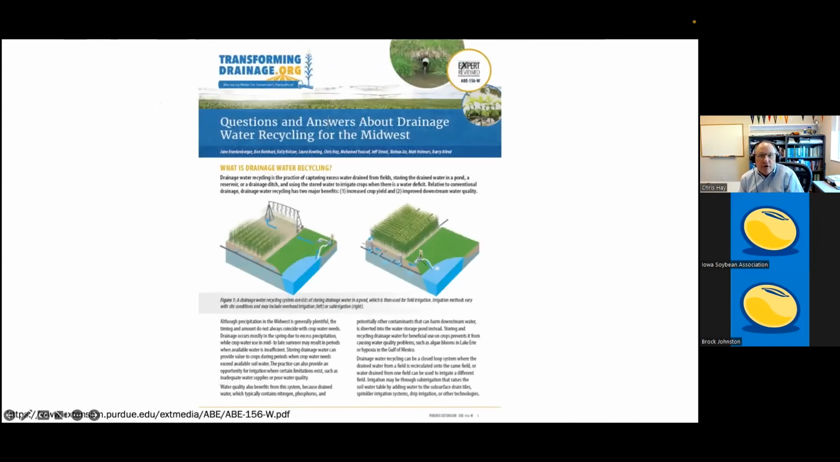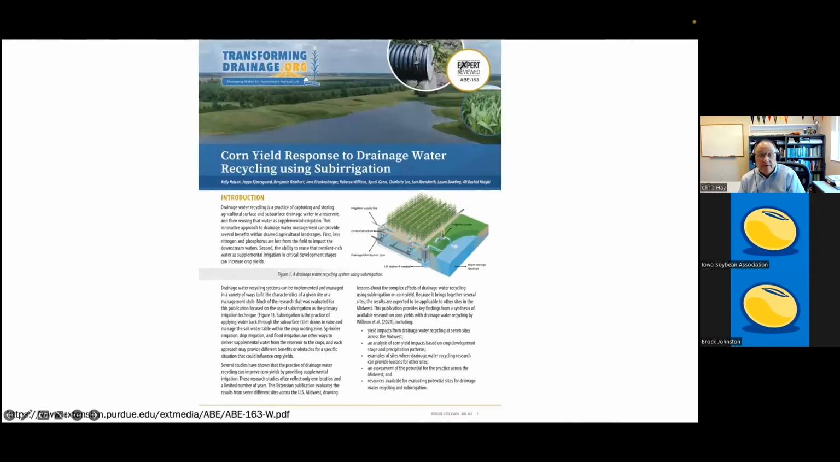A couple things as far as resources for more information. This was an extension publication we put together as part of that Transforming Drainage project: Questions and Answers About Drainage Water Recycling for the Midwest, which talks about some of the most common questions that we get about this practice, and gives some answers for those. And then focusing on what we saw for the corn yield impacts, there's also this publication on corn yield response to drainage water recycling.